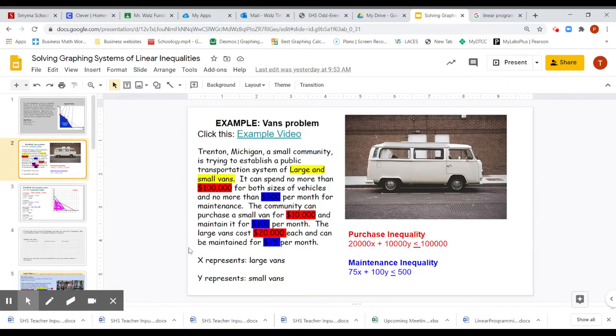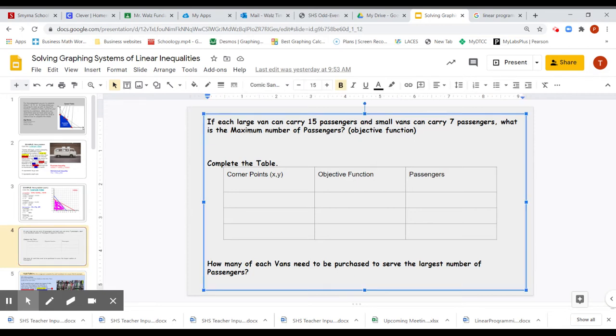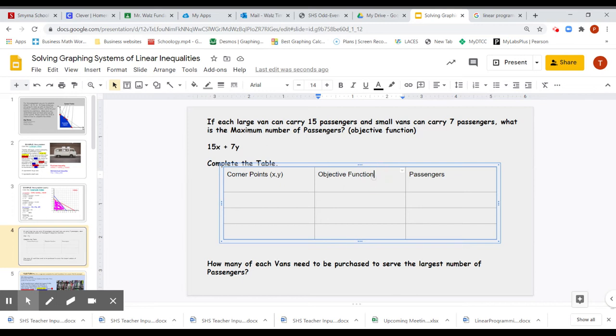All right, so we need to go back to our equation. It says let X represent large vans, let Y represent small vans. So X is going to be the large and Y will be the small. I want to type out my objective function. It's going to be 15x plus 7y. 15 passengers per large van, 7 passengers per small van. There's your objective function. This is what we're going to use. Right here, we'll plug it into the chart, which will say 15x plus 7y.